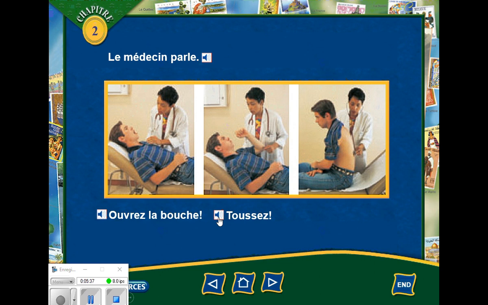Toussez. Now she's telling him to cough. She's just saying cough. Respirez à fond. Respirer is an ER verb. It means to breathe. And à fond means deeply. So she's saying breathe deeply.